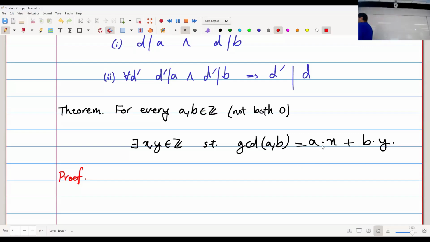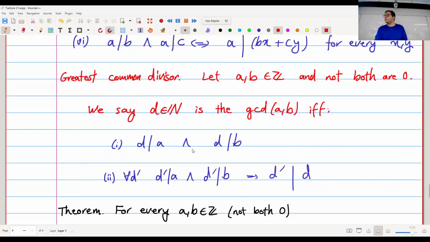That's going to give me a set that is a subset of natural numbers. So it's going to have a minimum element because we have well ordering in the natural numbers. And then I'm going to say, take this minimum element, that's your GCD. And it's going to have all the properties that I wanted to have. It's going to have all of these properties.